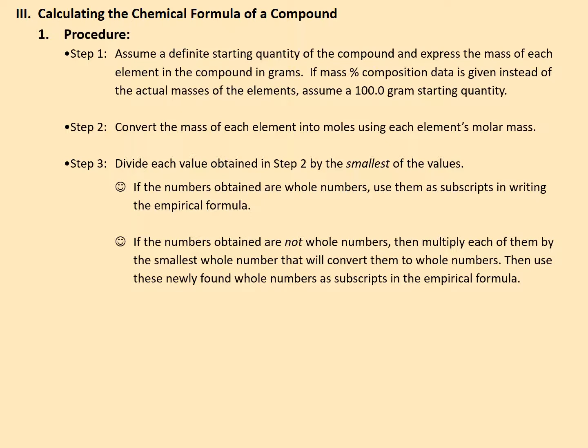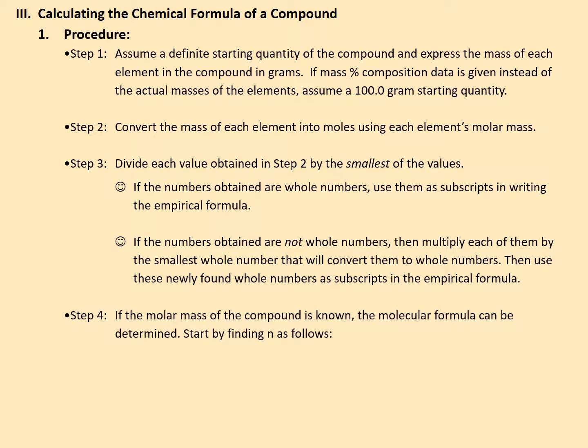So basically, at the end of step 3, you will have an empirical formula for your compound. Now, if your compound is an ionic compound, then that's as far as we can go. Ionic compounds are only expressed in terms of their empirical formulas. But if you have a molecular compound, you can take the additional step. If the molar mass of the compound is known, then you can determine the molecular formula.